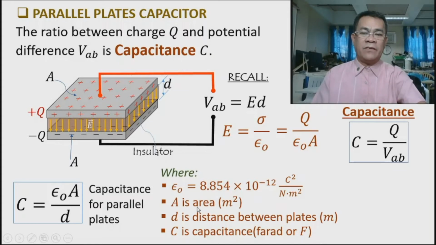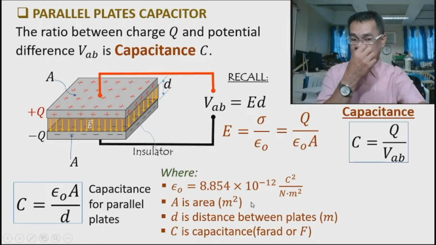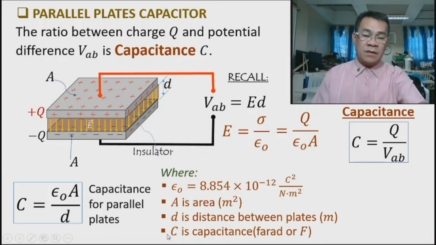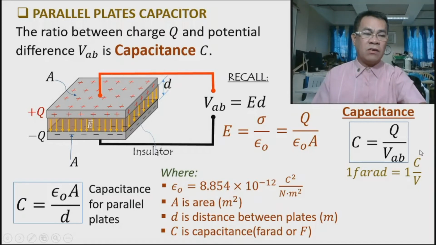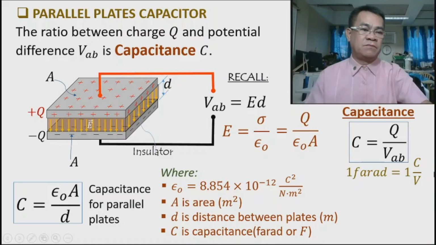So therefore the question is, what is the unit of the capacitor? Why is it farad? What is 1 farad? 1 farad is 1 coulomb per volt, because the definition of capacitance, whose unit is farad, is Q over V, where Q is charge with a unit of coulomb, and the potential difference has a unit of volt. So the unit should be coulomb per volt, and 1 coulomb per volt is 1 farad.